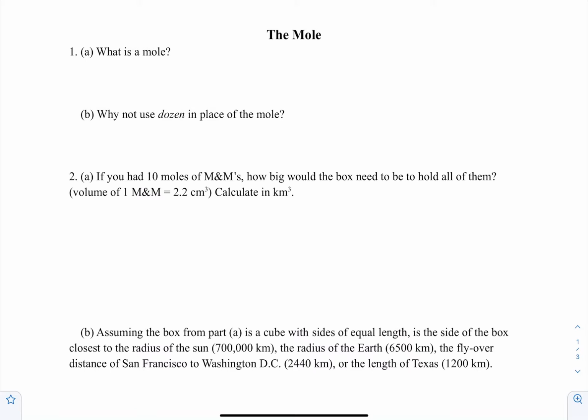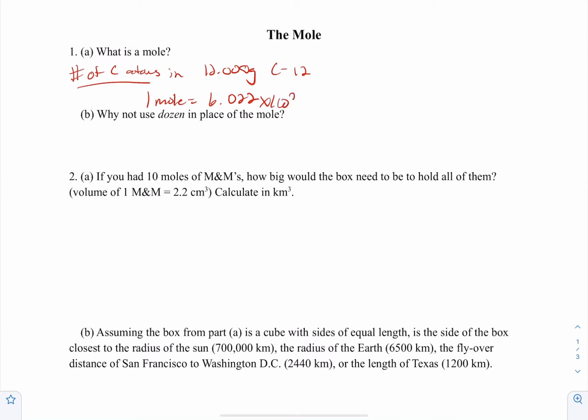Alright, so what is the mole? The actual definition of this is the number of carbon atoms present in 12 grams of carbon 12. Okay, so that's the literal definition of it. This was discovered by a man named Avogadro. And by default, we actually call this number, which I'll show you here in a second, Avogadro's number. So 1 mole is short for this number, 6.022 times 10 to the 23.